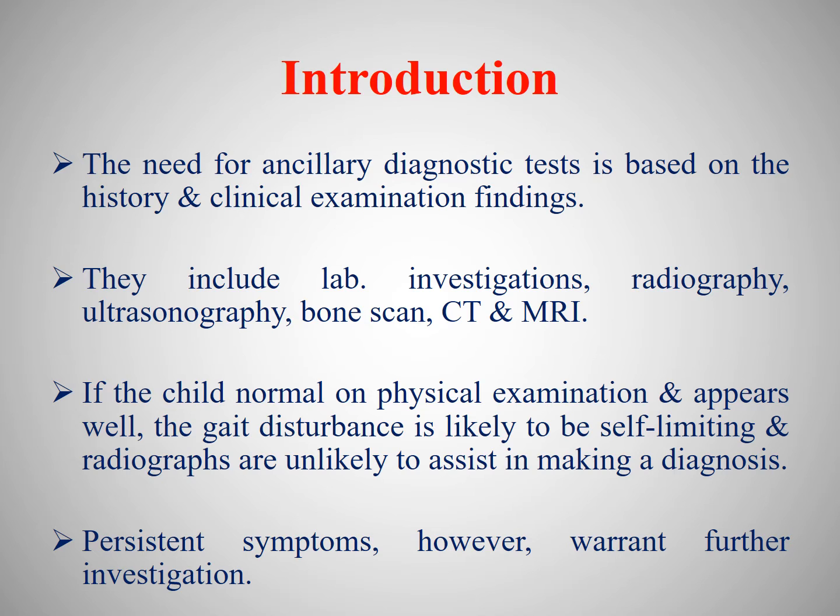The need for ancillary diagnostic tests is based on the history and the clinical examination findings. They include lab, radiography, ultrasonography, bone scan, CT, and MRI. If the child is normal on physical examination and appears well, the gait disturbance is likely to be self-limiting and radiographs are unlikely to assist in making a diagnosis. Persistent symptoms, however, warrant further investigations.